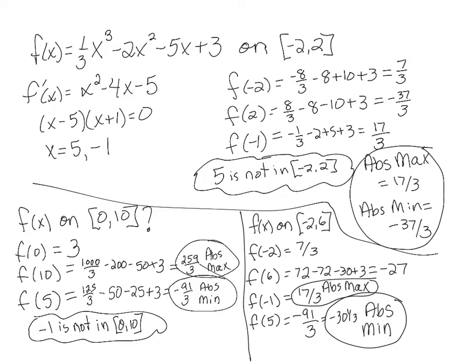All right? It's pretty straightforward stuff, guys. Take your derivatives, find your criticals, plug in the endpoints and the criticals that are on that interval. The biggest one is the max. The smallest answer is your min. That's all there is to it.